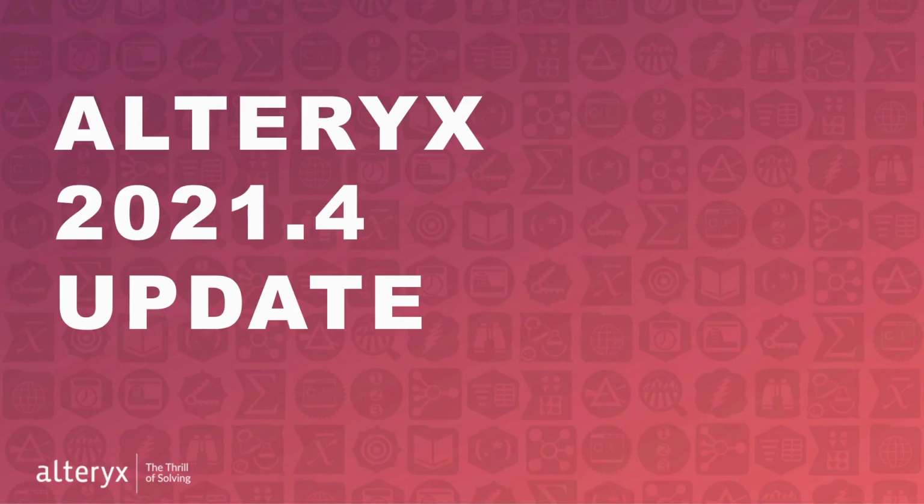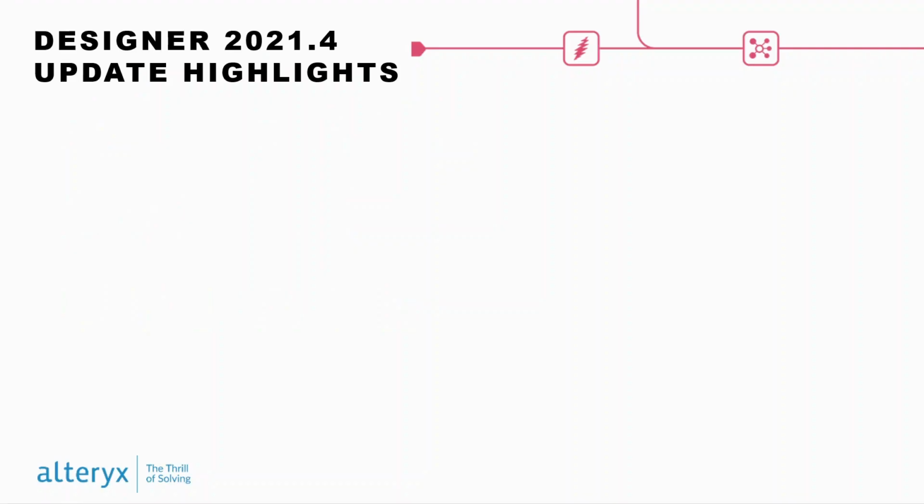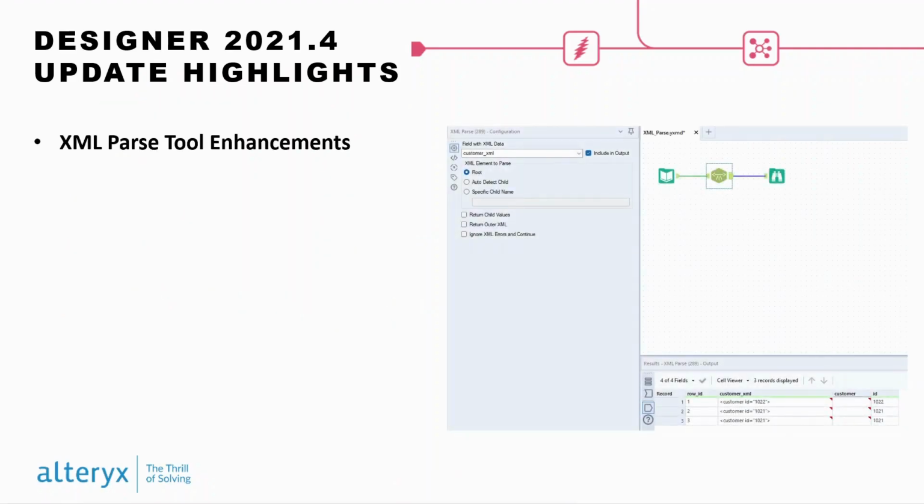Alright, well, let's have a look at the 21.4 release functionalities for Designer first of all. What's new? So we've got some enhancements to the XML parse tool. We can either include or not include this outer XML part here, which if you're familiar with utilizing the tool can be a little bit of a pain. We now have the flexibility to choose to not have that in our output. I'm certainly very happy about this one.